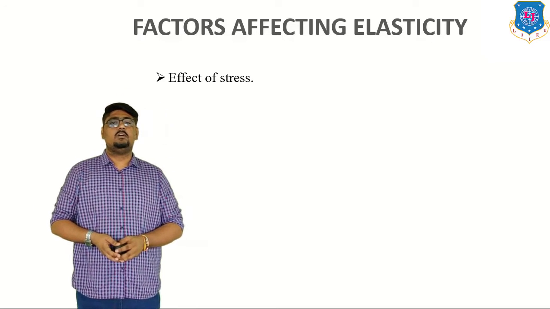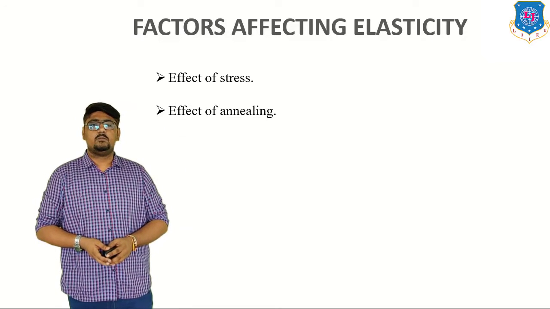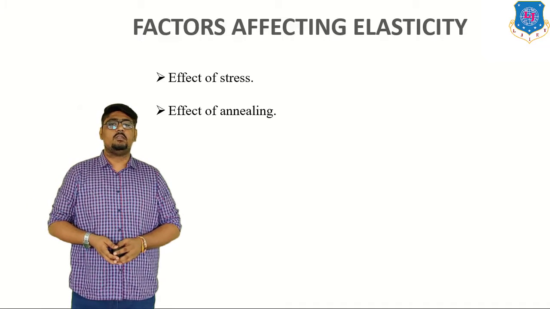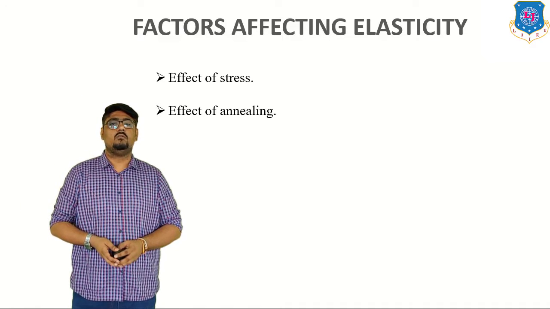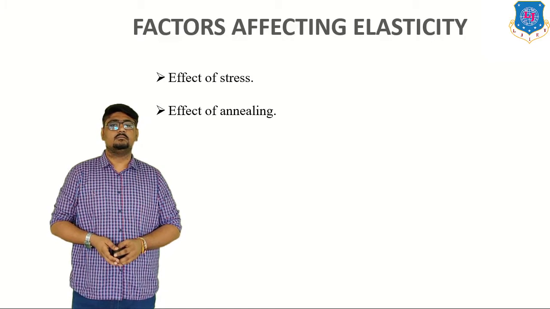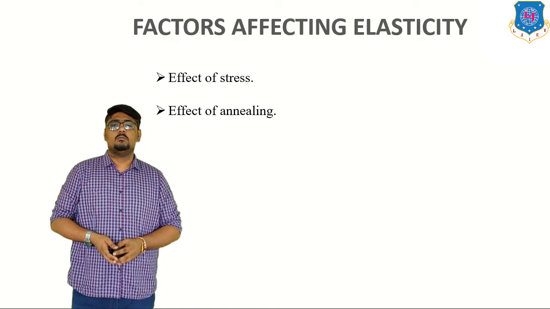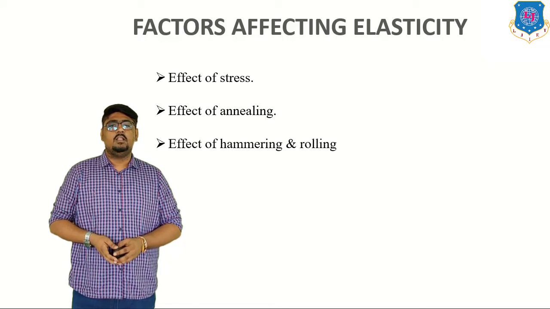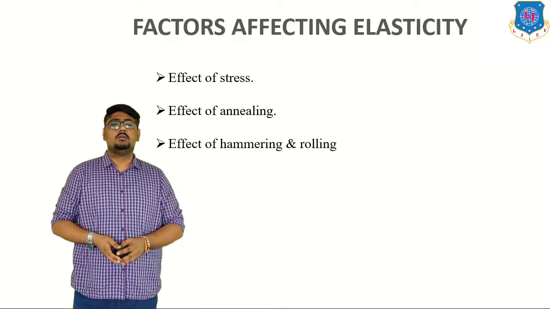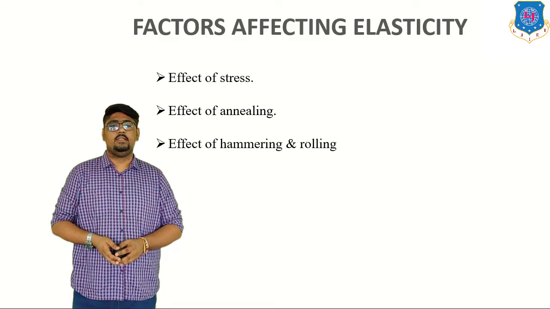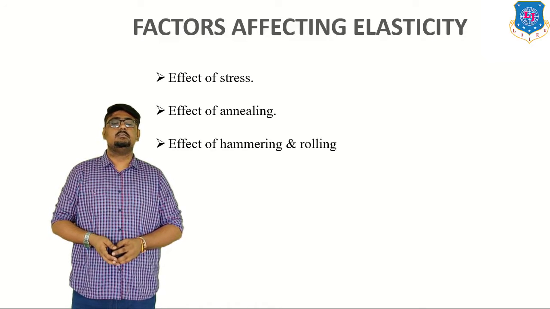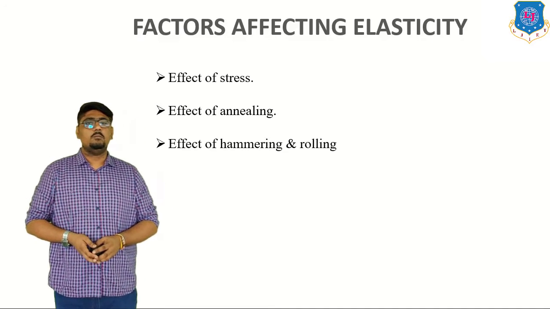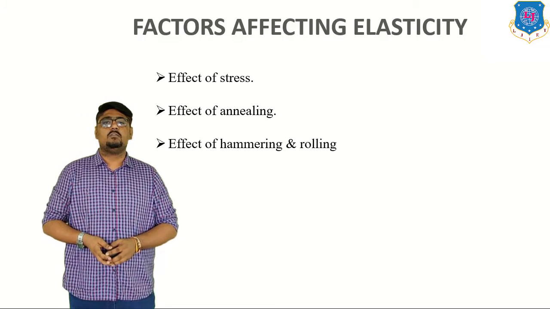Another factor is the effect of annealing. Annealing is a heat treatment process. The process of annealing decreases the elastic property of the material due to the formation of large crystal grains. Another factor is the effect of hammering and rolling. Hammering and rolling breaks up the crystals into small units, and hence the process increases the elasticity of the material.